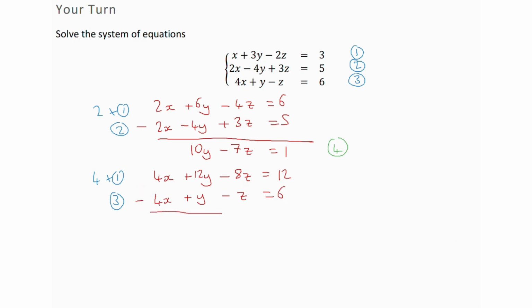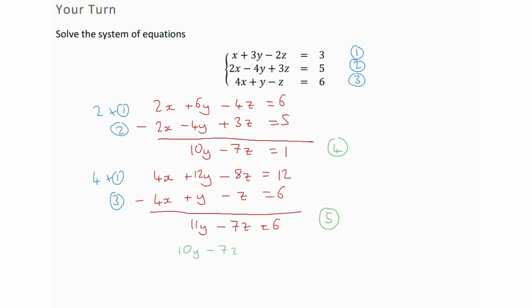Again, I'm going to subtract because I have the same number of x's here. So 4x take away 4x is no x's. 12y take away a y is 11y. Negative 8 take away negative 1 is going to be negative 7z. And 12 take away 6 is equal to 6. And we'll call that one equation 5. Now I have two equations in y and z, equations 4 and 5. I can solve them simultaneously. So I'm going to write them down.